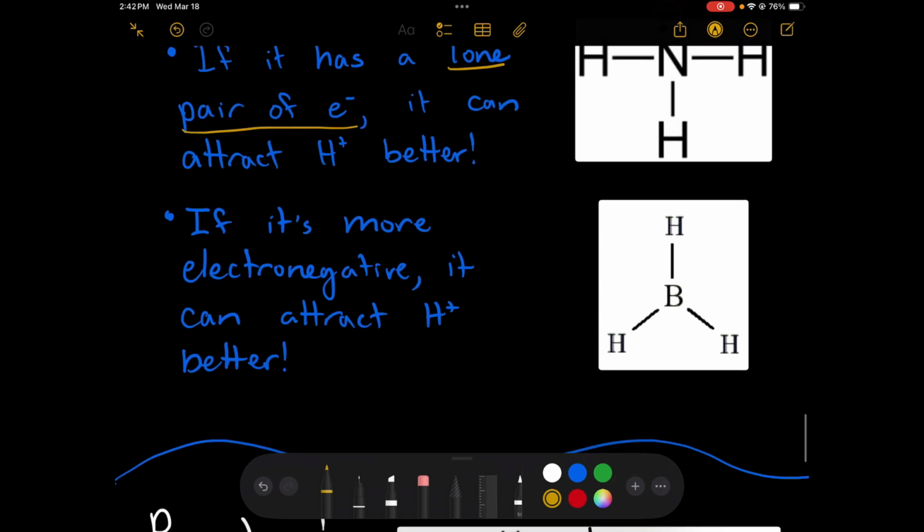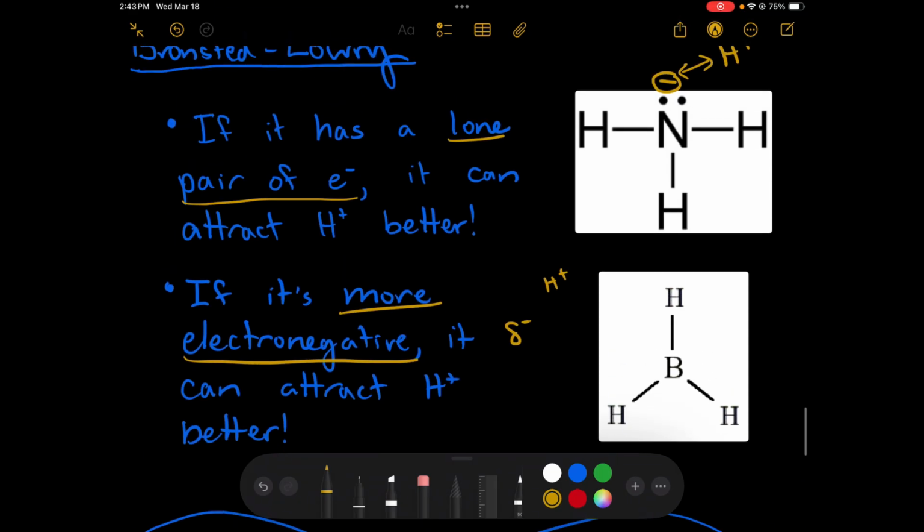Now, if it doesn't have the lone pair of electrons, you can still evaluate it, because if that atom or molecule has more electronegative atoms within it, it's going to be better able to attract a hydrogen for the same exact reason. Because electronegative things have a slightly negative charge, which is going to be attracted to that positive hydrogen.